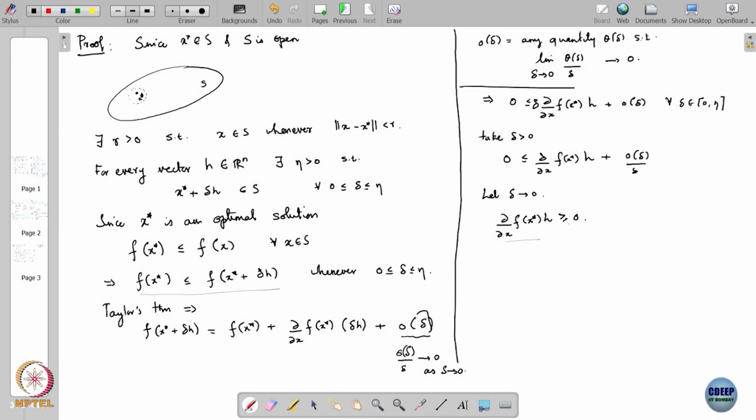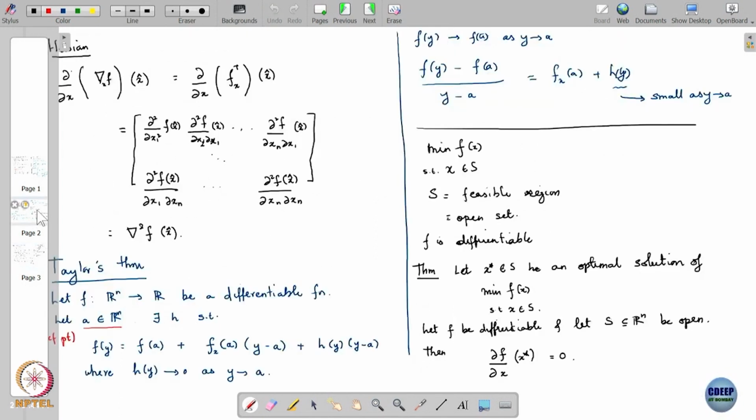Right. Now, I can do this. Okay. So, this is greater than or equal to 0. Now, what did we want to show? If you go back to the claim of the theorem, it was saying that the derivative is actually equal to 0, right?